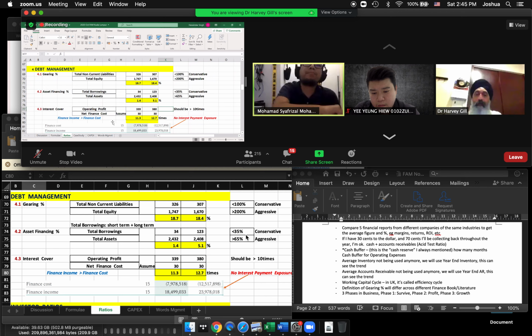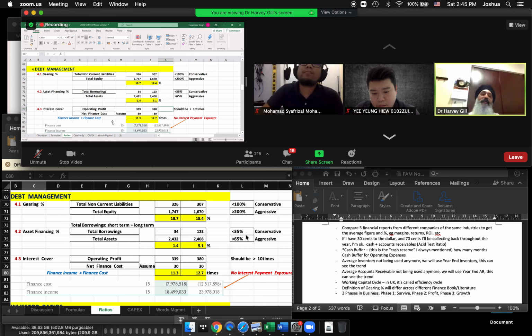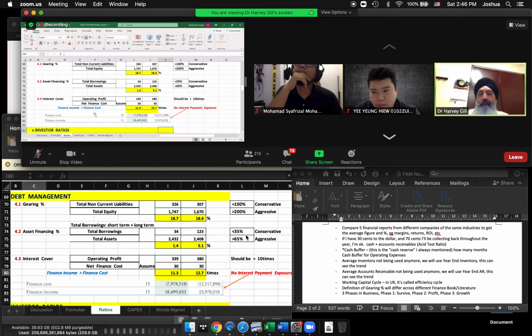Okay. So when we are in corporate banking, we try to identify companies which have a strong interest cover. Yeah, strong interest cover, and strong interest cover means more than 10 times. Okay, there you go. This company, actually, I just put in some number here. Assume. I put here assume.